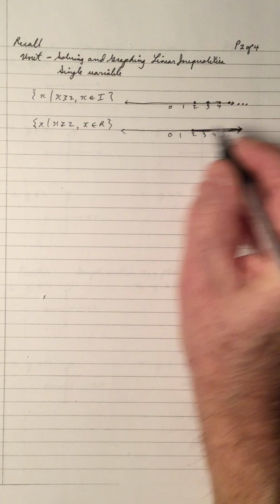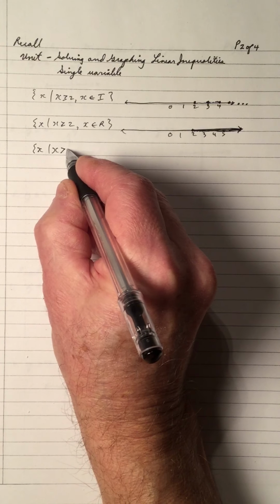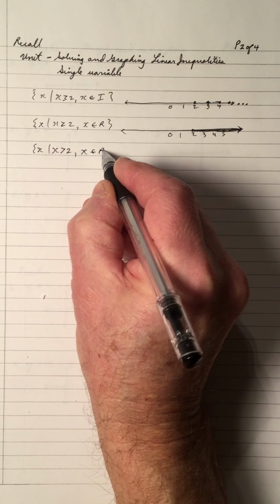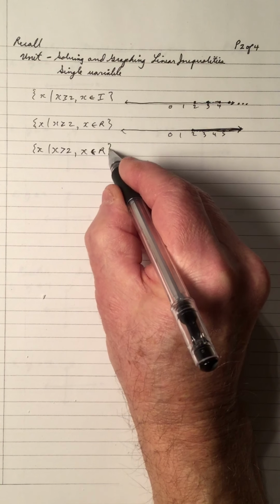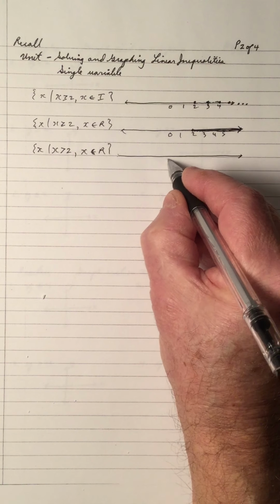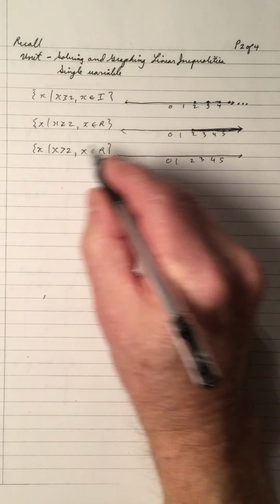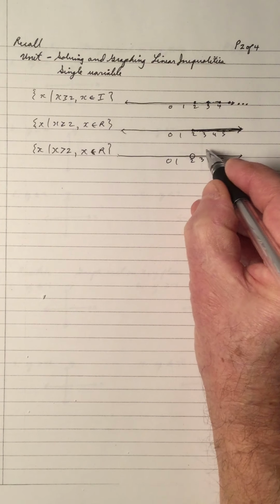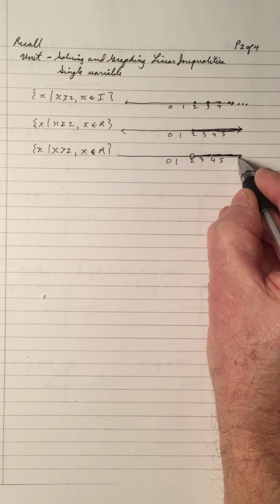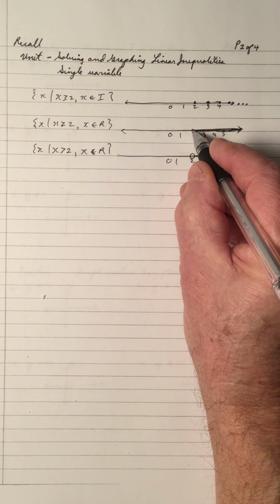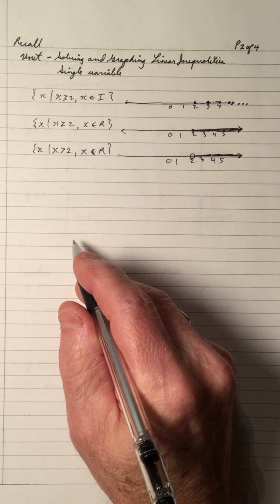We can also do another one with the same idea, the set of all x such that x is greater than 2, where x belongs to the real numbers. Again, 0, 1, 2, 3, 4, 5. So we have greater than 2, but not 2, so that 2 is hollow. And greater than is to the right, so we shade very similar to the previous one, but the solid dot is included and the hollow dot is not included. So that's what we did in one of the previous units.